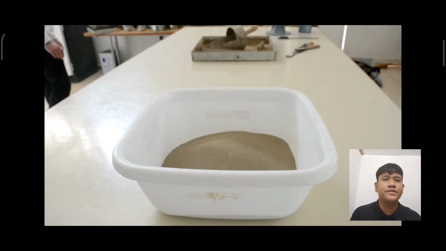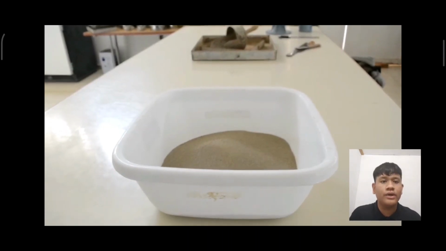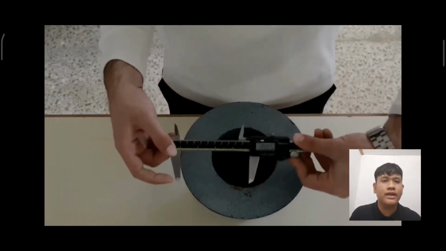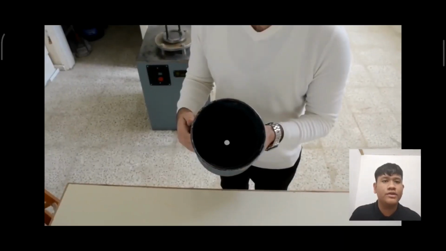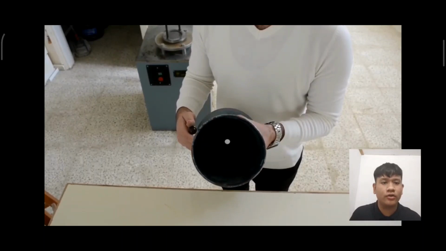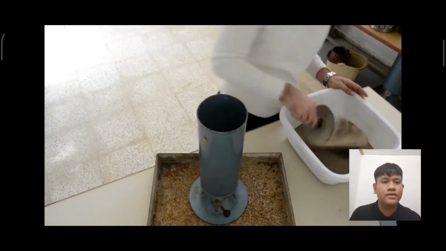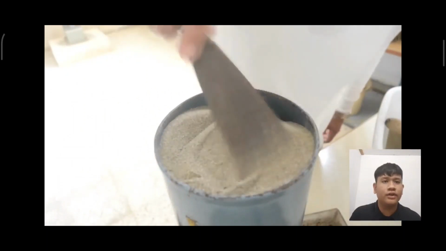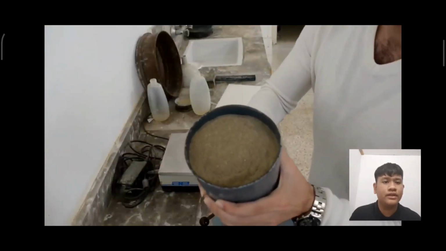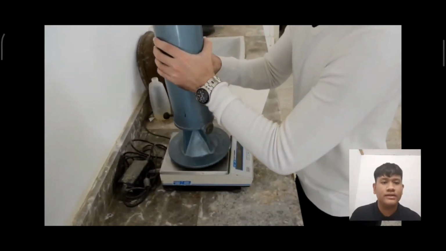So first, you need to obtain the density of the sand. We need to measure the diameter and the height of your mold, and we make sure the cone density opening is locked. Then we fill the sand till it is full, and then we measure it by using a balance.